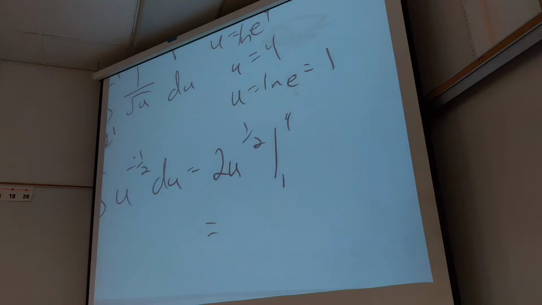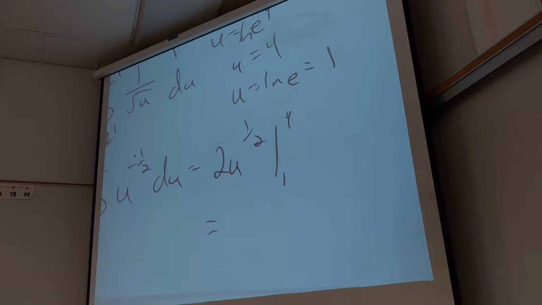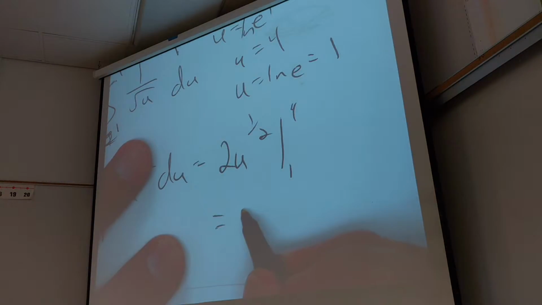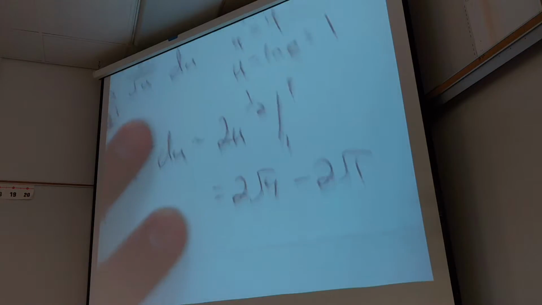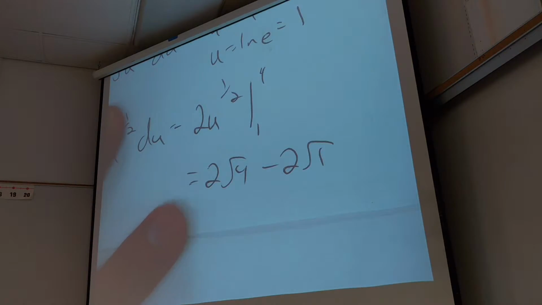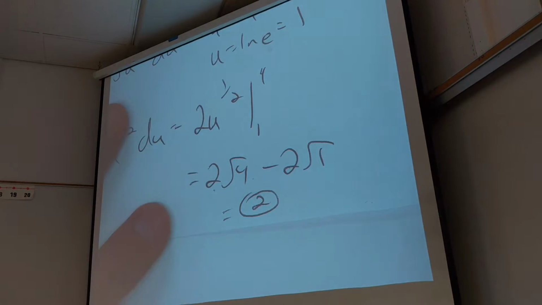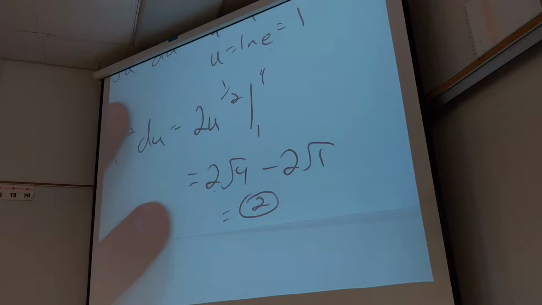Choose one method or the other. You get some funky answers. So now I just need 2 times the square root of 4 minus 2 times the square root of 1. You get 4 minus 2, you get 2. Is that right? Did anybody do it the other way? That's fine. That's mine. You don't have to do it.